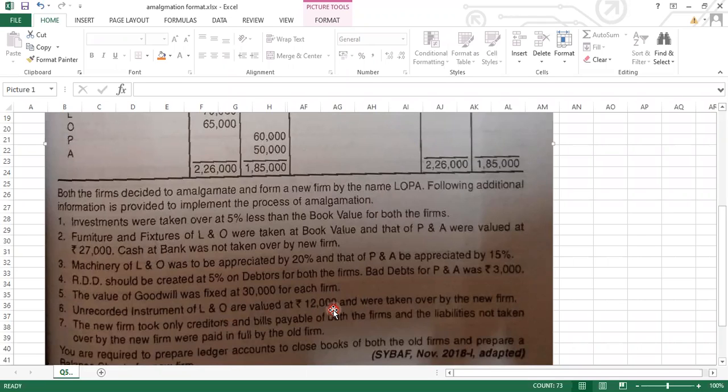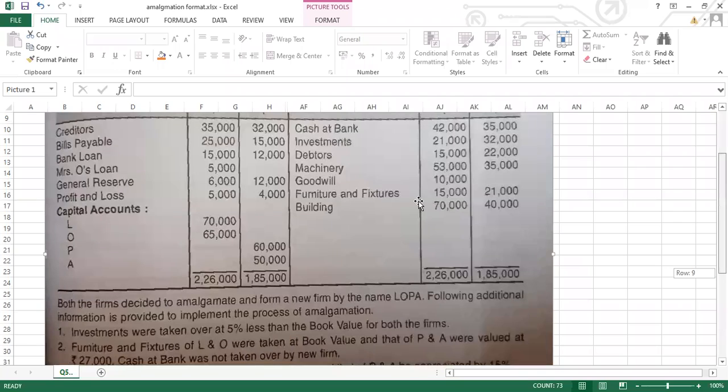Unrecorded instrument मतलब हमने अपने asset side पे ये instruments को record नहीं किया. Let's see on the asset side. Find it out. Is there any unrecorded instrument which has been given over here? No. नहीं दिया है, इसके लिए तो word they have used unrecorded. So they have not recorded. Now we have to record this.